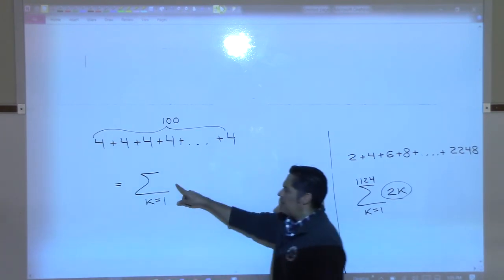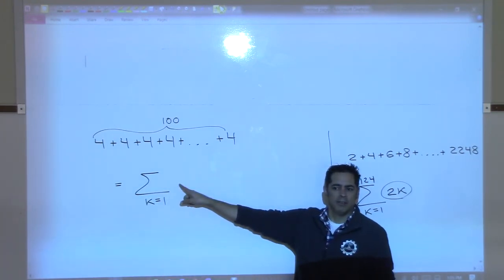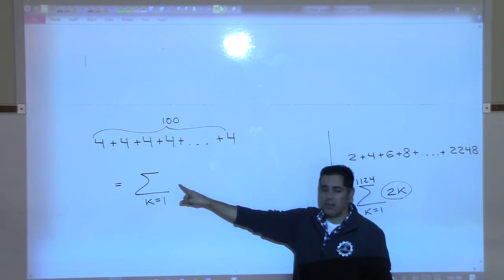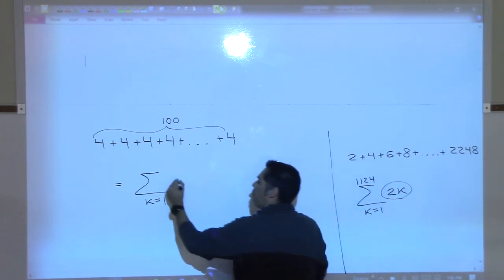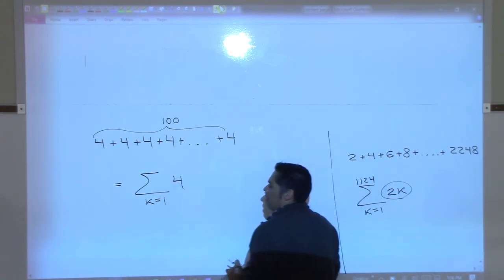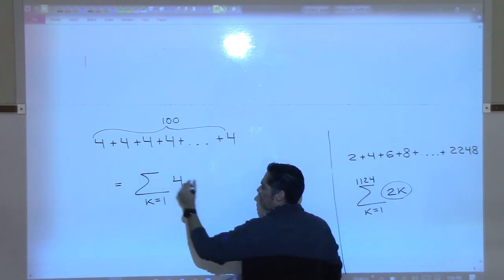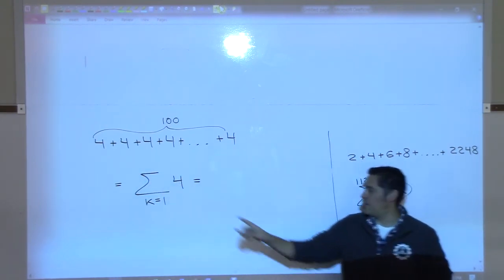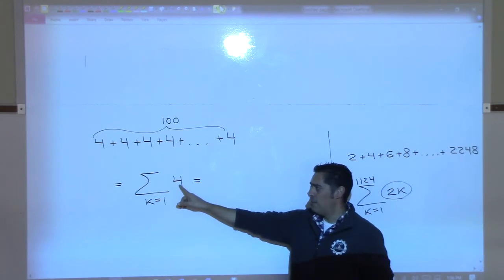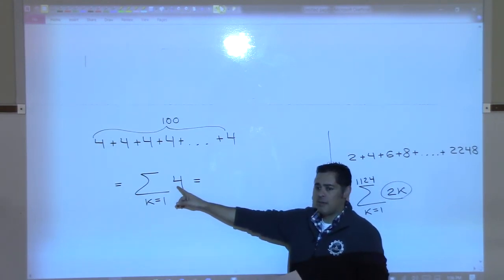Now tell me about the expression in here. 4. Just 4, right? There actually is no k here, because we don't want that to change, do we? It's just 4 each time. So if we put 4 here, then let's just see, let's not worry about the stopping point. Let's just see what would happen first. k is 1, right? k has no impact on this. But we write down whatever we get. What do we get? 4.